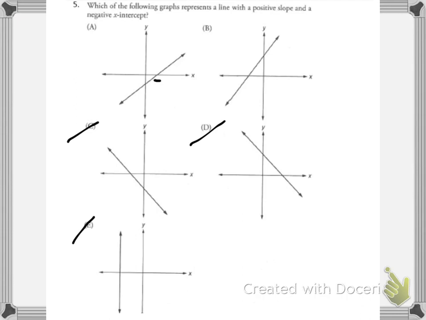Well, A actually crosses our x-axis at a positive number, so it's not A. B crosses at a negative, so it is B.